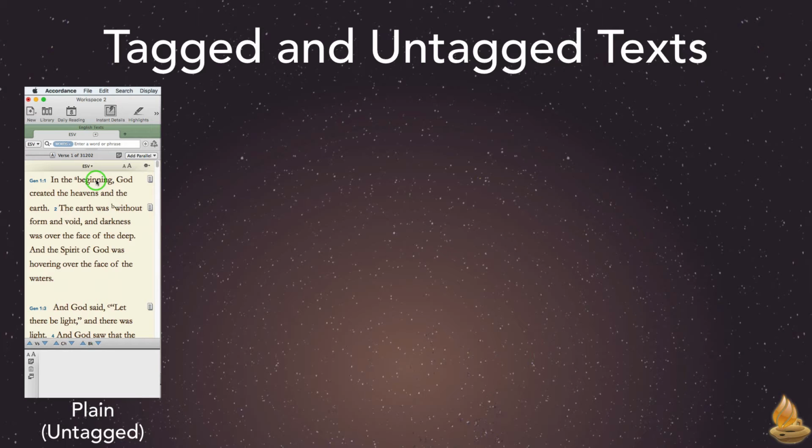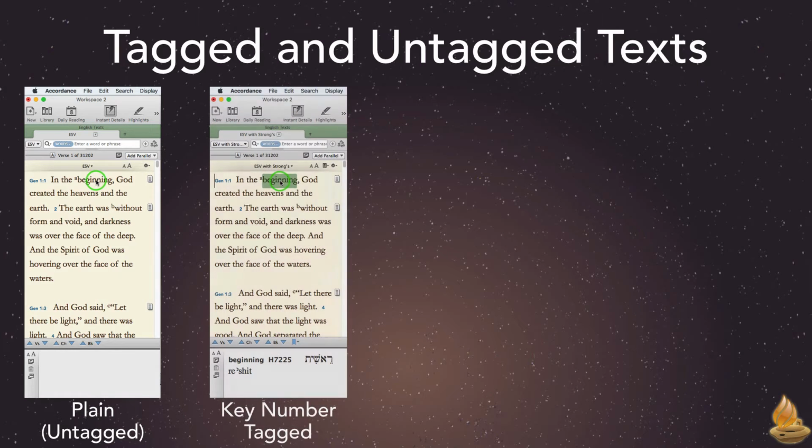Many different translations of the Bible are tagged with key numbers. Hovering the cursor over important words in these texts highlights them, indicating more information is to be found in Instant Details. There we can see the word, the key number, which identifies the original Hebrew or Greek word, the original word in its normal script, and its transliteration, or the way it can be written using the English alphabet.